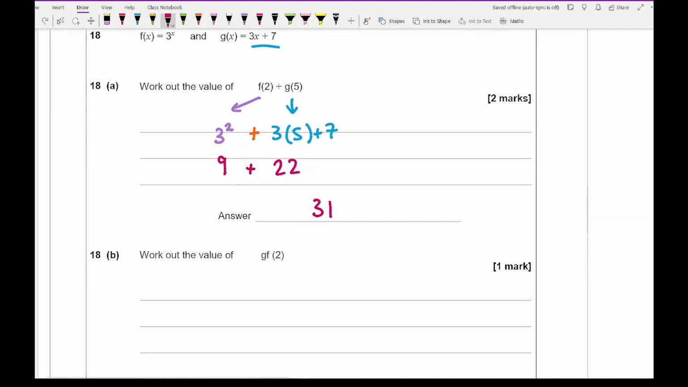For question 18b, it says work out the value of gf of 2. Now there's a couple of ways in which you can do this. You can either work out the function of g of f, or you could simply substitute 2 into f and then substitute the answer into g, which I'd probably say is going to be the quickest answer. So f of 2, well, we've already worked that out as being 9. So then if we do g of 9, we get 3 times 9 plus 7, which is 27 plus 7, which is 34.